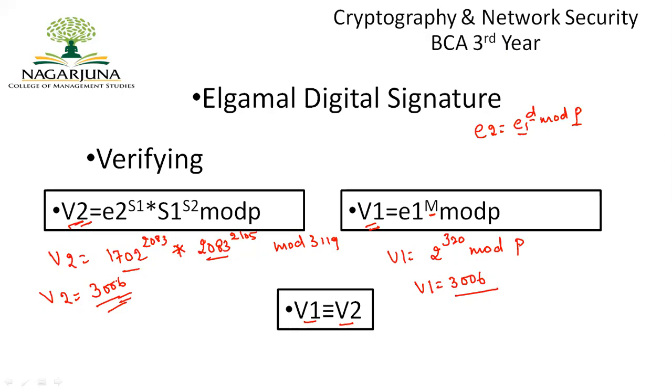So Bob will accept the message, indicating that this is an appropriate signature. So a proper verification against the proper signature is done at Bob's end. So this is how you generate the key, then prepare a digital signature using the ElGamal digital signature method, and then you verify so that V1 should be congruent to V2.